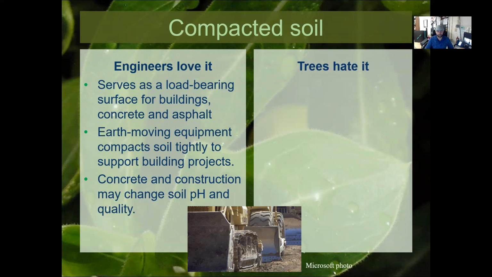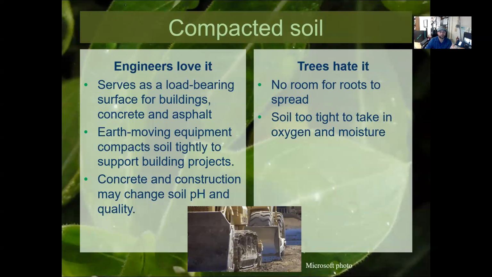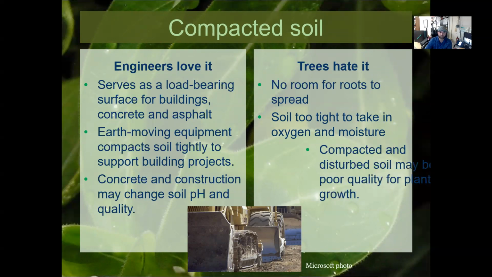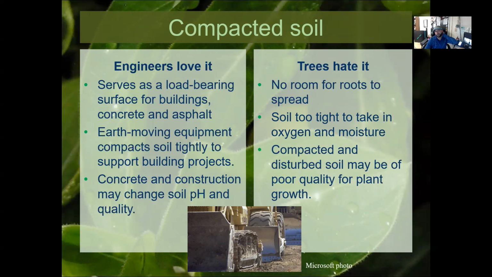But trees hate it. No room for roots to spread. If the soil is compacted too much, the roots will grow into itself and kill it over time. Soil is too tight to take in oxygen and moisture as well. Compacted and disturbed soil may be of poor quality for plant growth. So compacted soils are just going to condense those tree roots in. It won't expand on growth and actually probably stunt the growth of the tree, if not kill it.